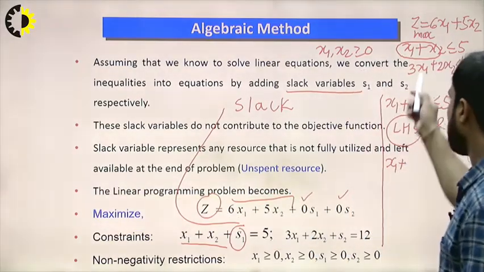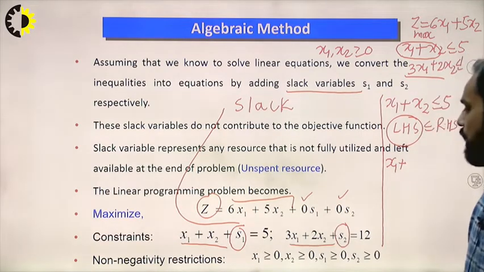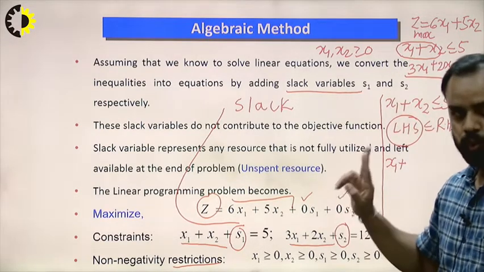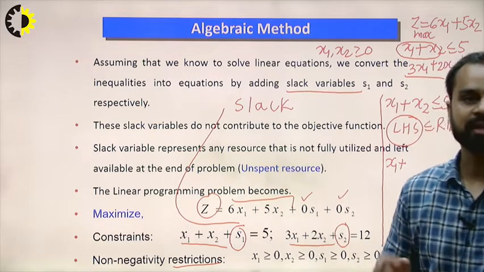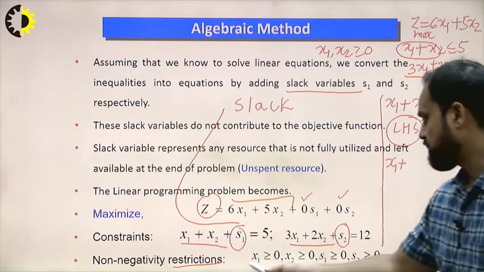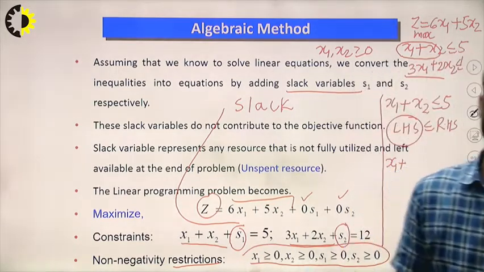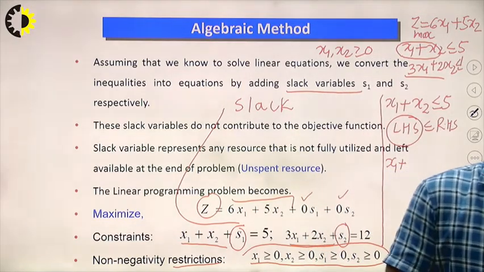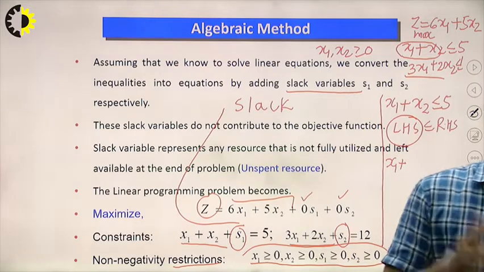Same way for the second equation we can put another slack variable s2. And now the non-negativity restriction: the number of variables before was 2, now the number of variables is 4, because we have introduced two more variables, s1 and s2, two slack variables. So the number of variables is 4. Non-negativity restriction always says all decision variables must be greater than or equal to 0. Now the problem becomes a 4 variable problem, right?